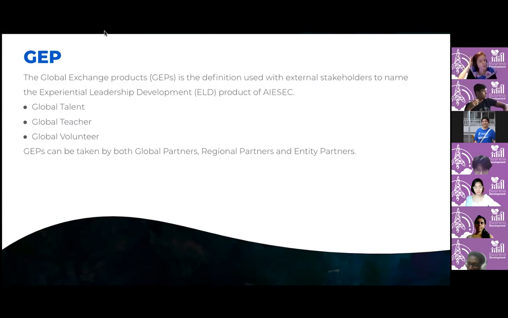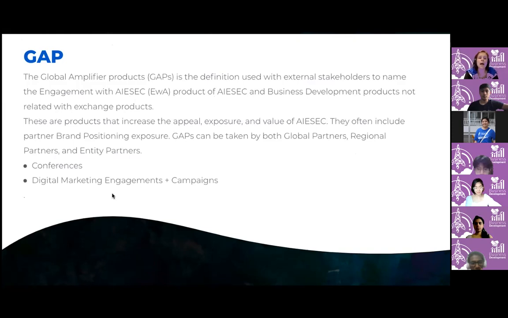So when it comes to the global exchange product, we are including global talent, global teacher, and global volunteer as well. And this can be taken from national, global, and entity partners. Of course, a different setting we'll see a bit later. But this can also be developed into a more complex and interesting product for your national partner, and we'll talk about that in a bit. And then we also have the amplifier.